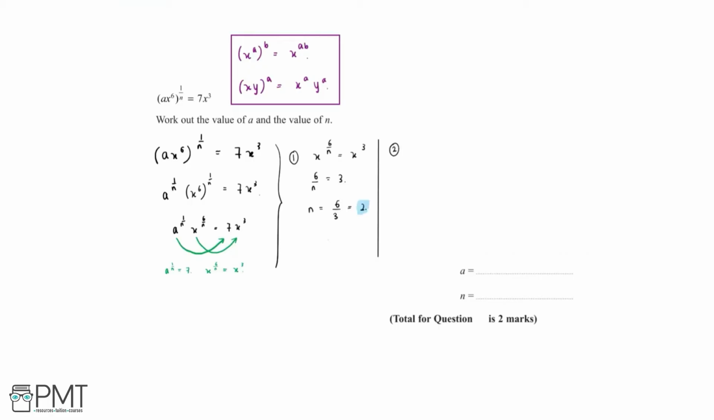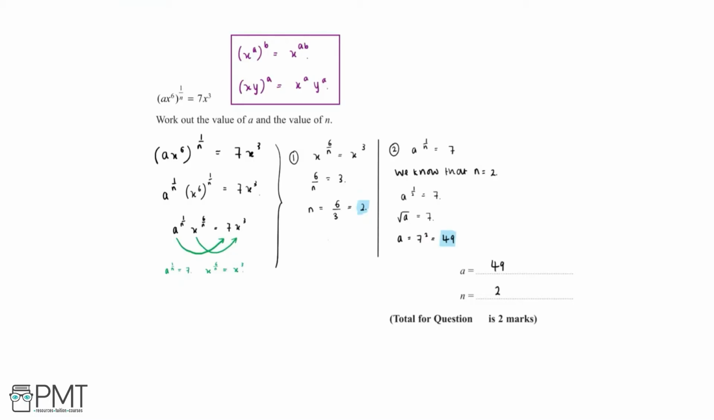We said that a to the power of 1 over n is equal to 7. Well, we know that n is equal to 2, and so a to the power of 1 over 2 is equal to 7. A to the power of 1/2 is equivalent to the square root of a, and so we can say that the square root of a is equal to 7. We can now square both sides and say that a is equal to 7 squared, which is equal to 49. And so we've now found that the value of a is equal to 49, and the value of n is equal to 2.